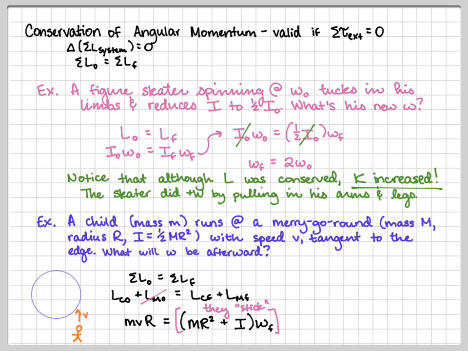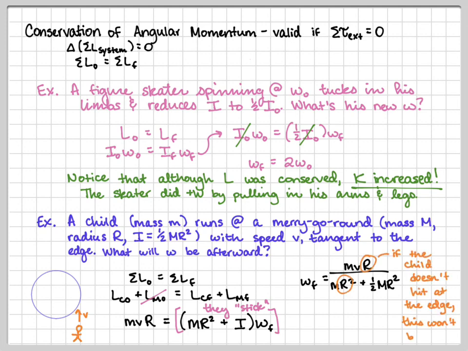Both the child and the merry-go-round should be rotating at the same angular speed, assuming the child is hanging on and not actively walking forwards or backwards on the merry-go-round as it spins. So we lump that together. It's like your total moment of inertia times the angular velocity. We rearrange. Now, I did want to point this out here.